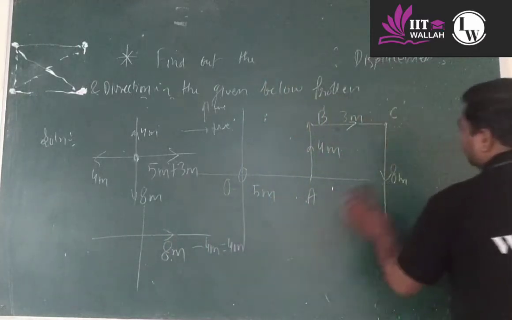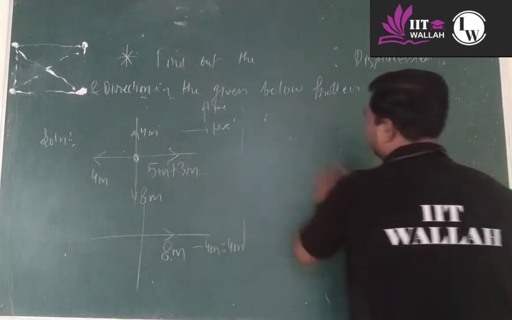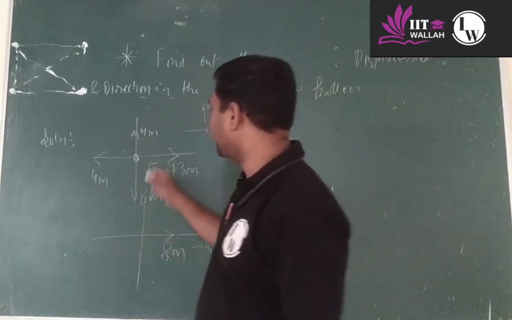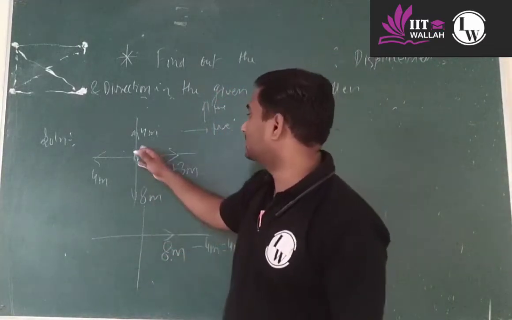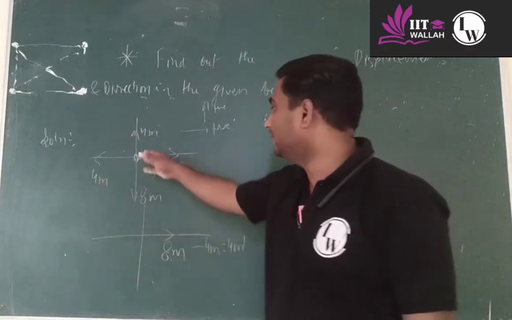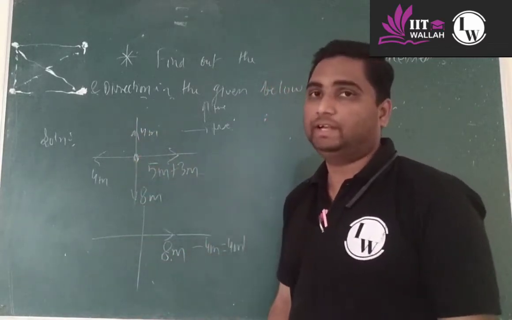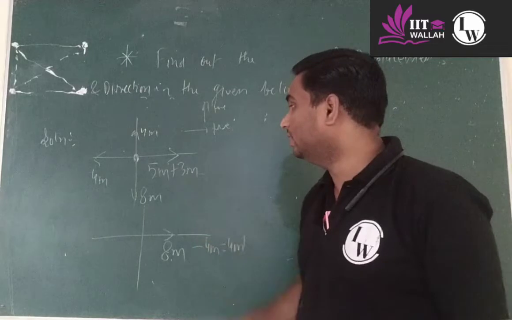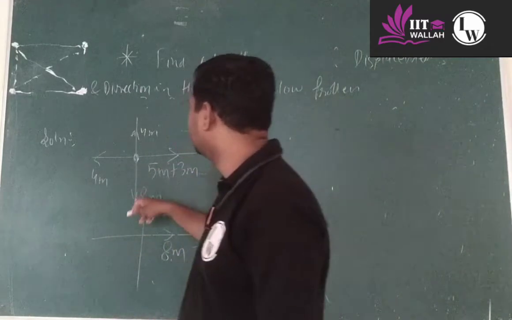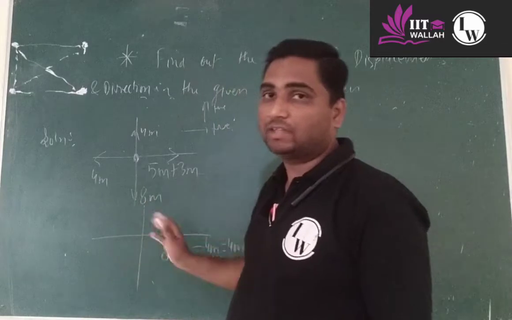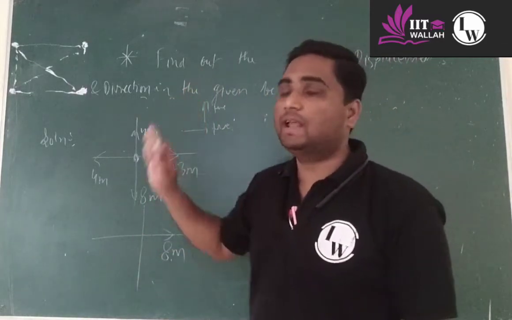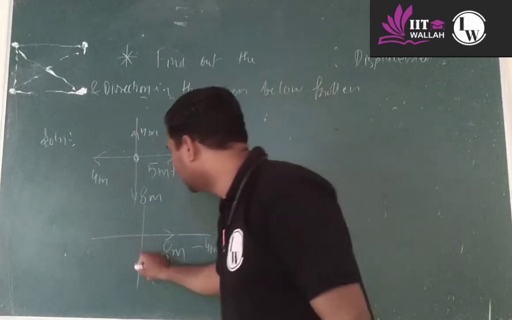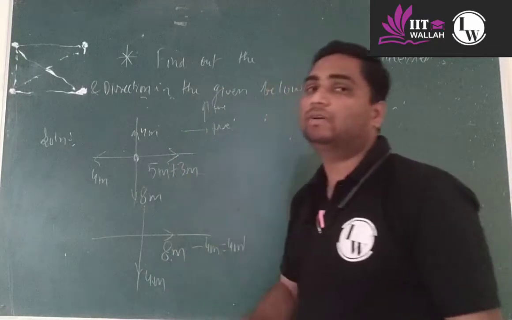Now erase this portion, and now see in vertical direction. In upward direction person goes 4 meter, and in downward direction person goes 8 meter. So net effect is in the downward direction. In downward direction 8 is negative, because we have taken the positive direction as upward. So 4 meter is positive and 8 meter is negative. So net effect is how much? 4 meter in downward direction.